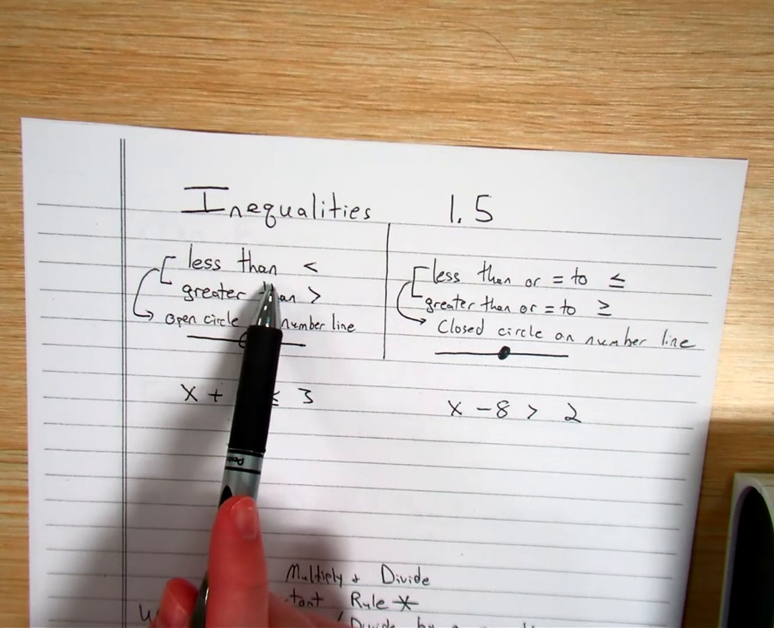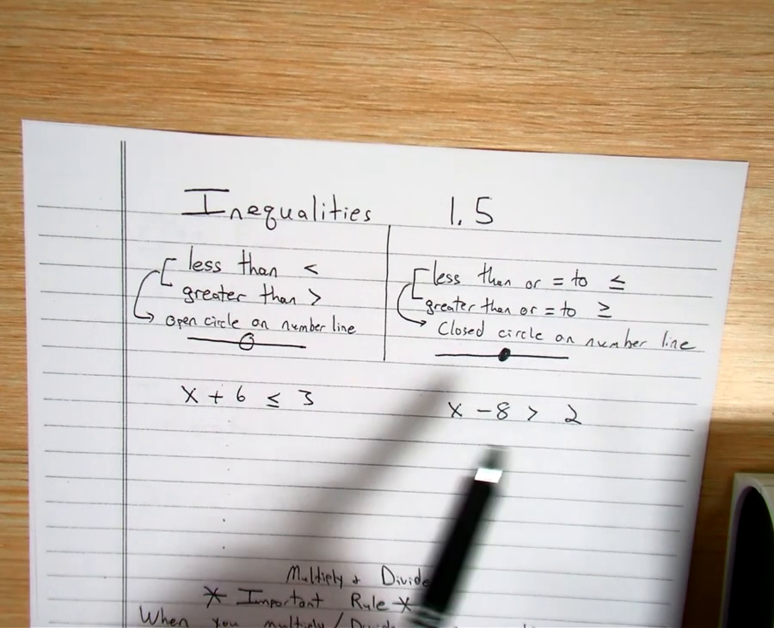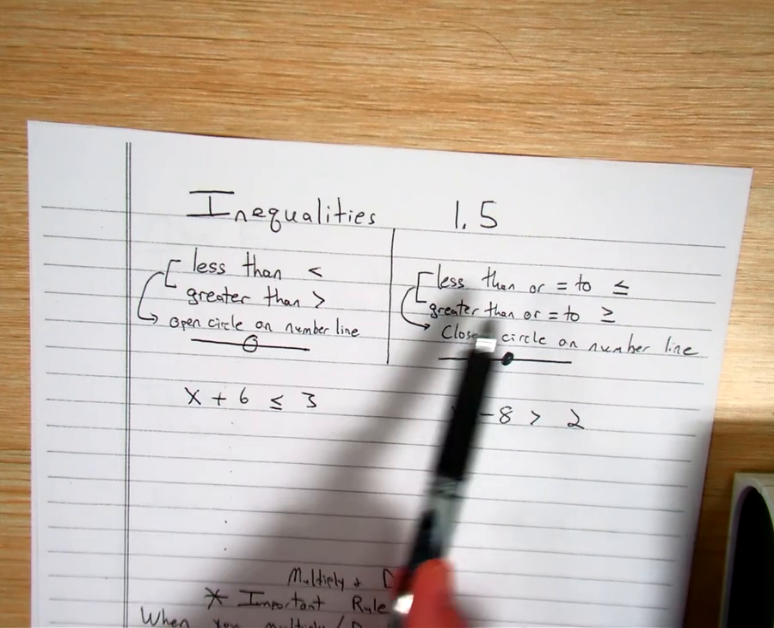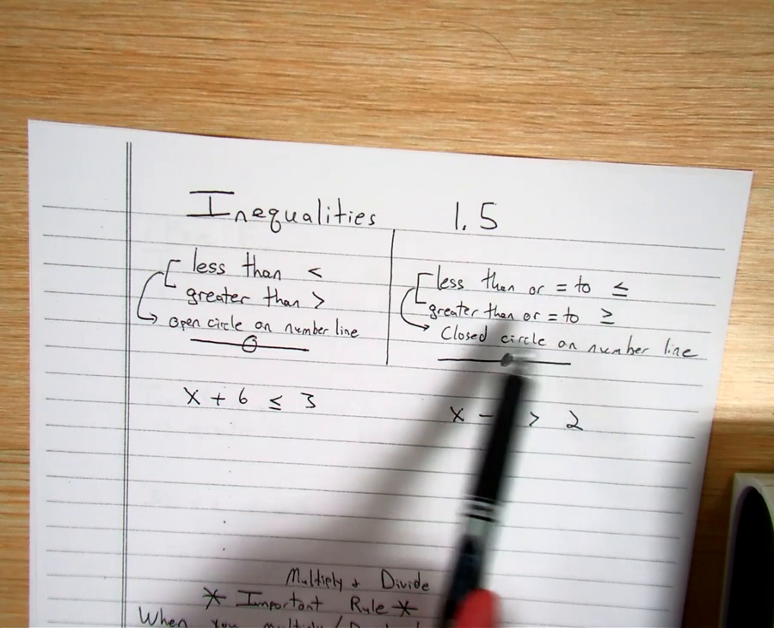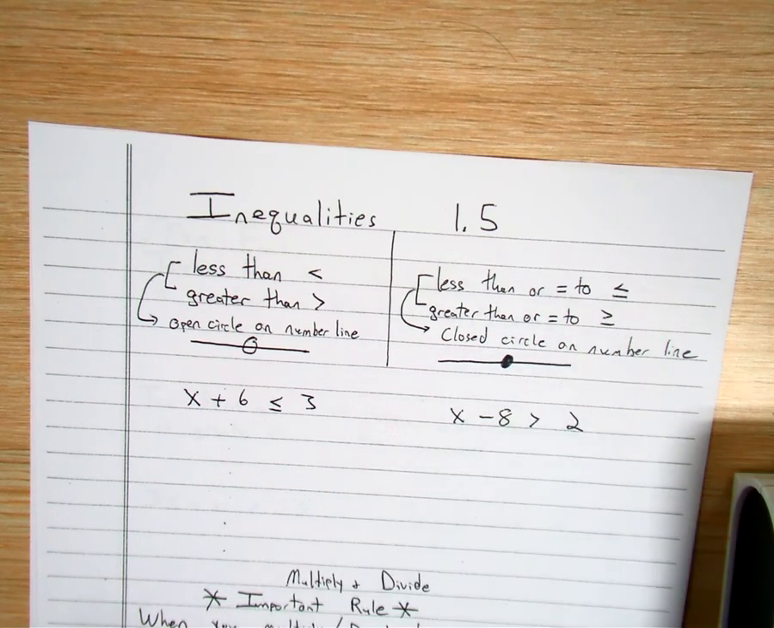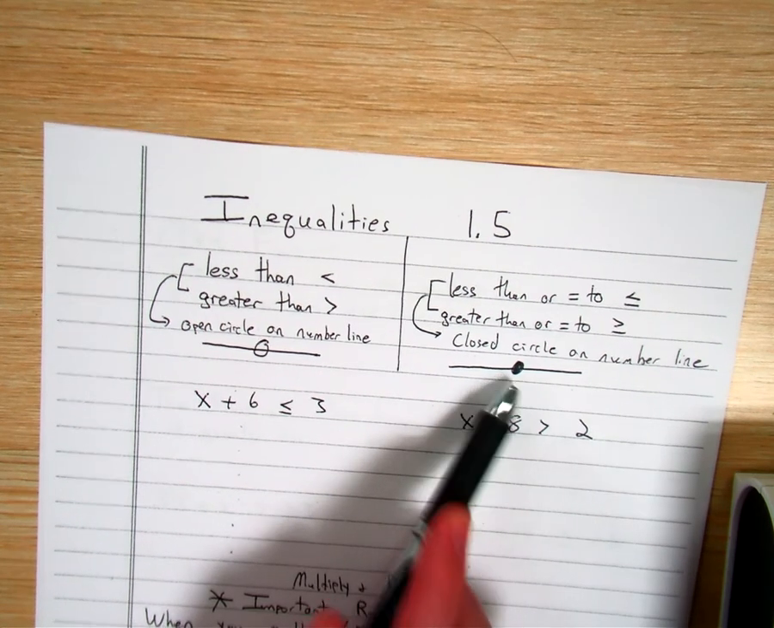Okay, we have less than and greater than. And when we're solving those and get an answer, it's going to be an open circle on the number line. Less than or equal to has that extra bar underneath of it. Greater than or equal to is a greater than with an extra bar underneath of it. And when we graph those solutions on the number line, that's going to have a closed circle because it includes that point. It's or equal to that number.